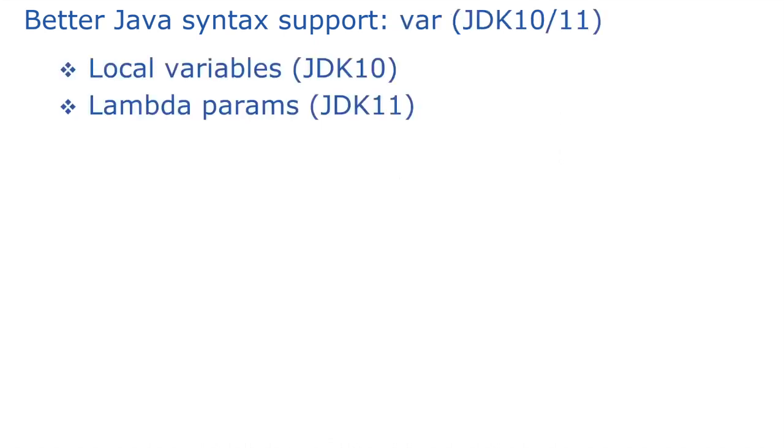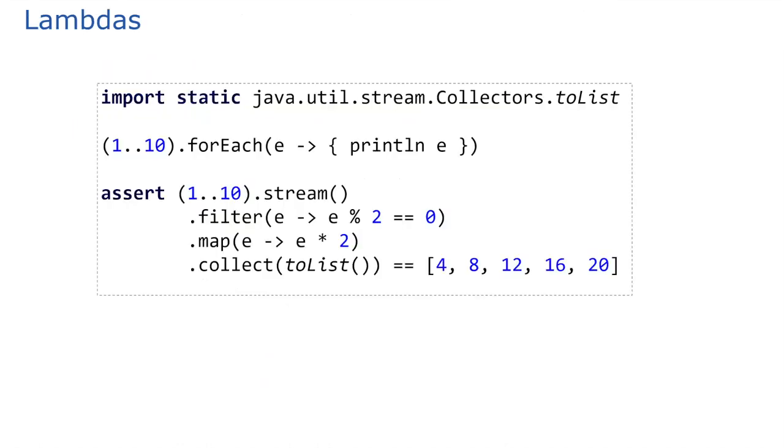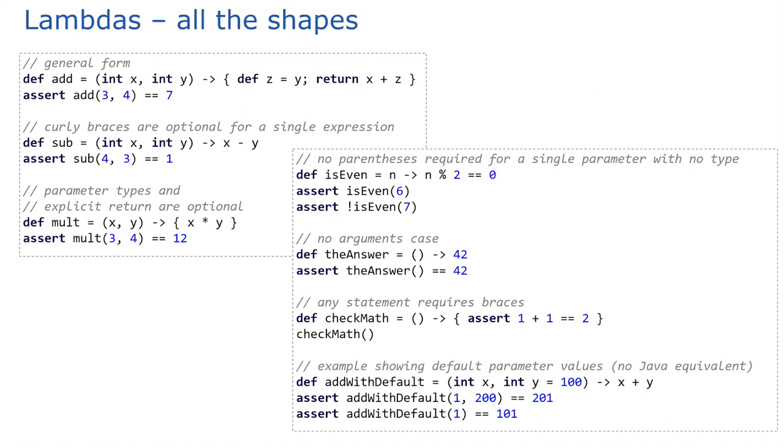The var keyword for local variables and lambda parameters is now supported. And the big ticket item, lambda expressions. So Groovy, since I think 2.something, has allowed you to put closures on all the JDK 8 stream methods and so on. You can now use the exact same syntax that Java would use, and all the different shapes are there, so you can have with and without types when it's appropriate, with and without curly braces if you've only got single expressions. You can put curly braces there if you've got statements instead of expressions. There's a no argument case and so on.